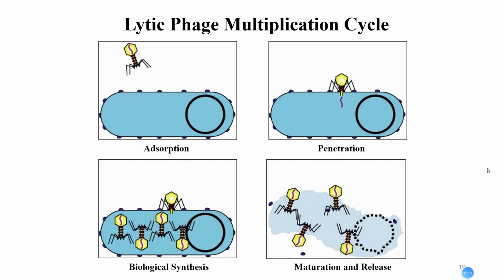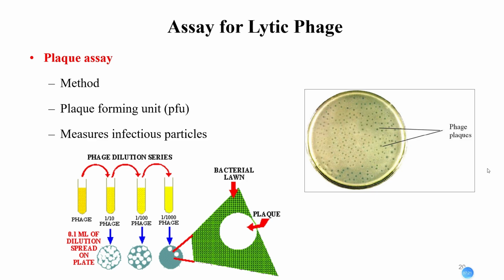Okay, and because the virus, the phage, can lyse the host cell, we can use this to count the number of viral particles, the virions. So this is the assay. We call it the plaque forming assay, or PFU for short.